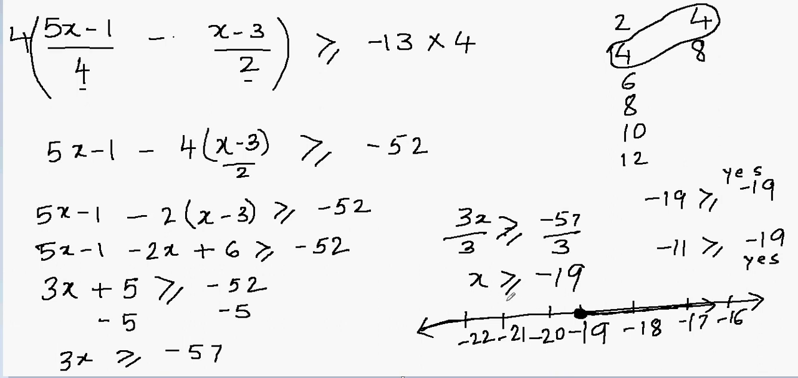And you can always check that whenever you have the equal to sign, you make a closed circle because that is a part of your solution. If you don't have the equal to sign, then that will be the open circle because that is not a part of your solution.